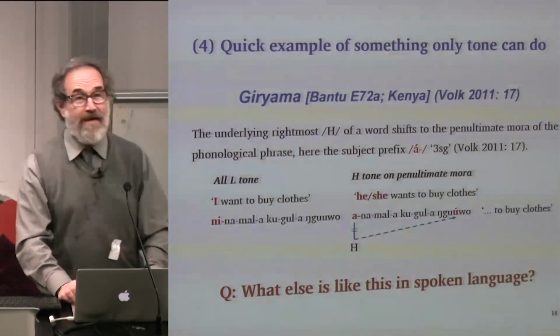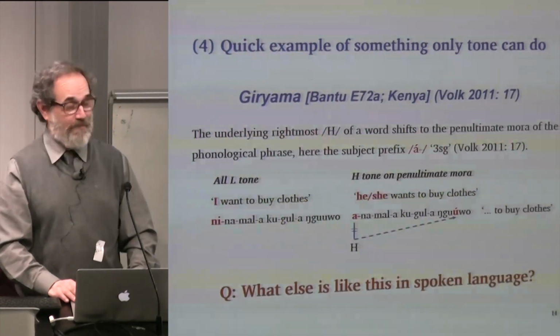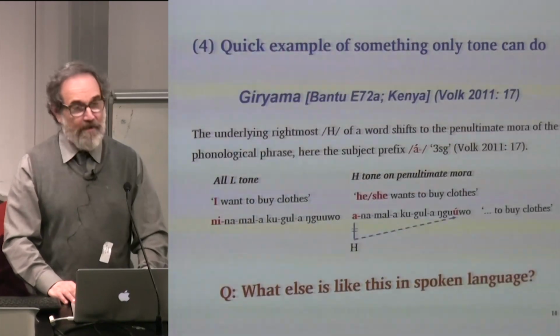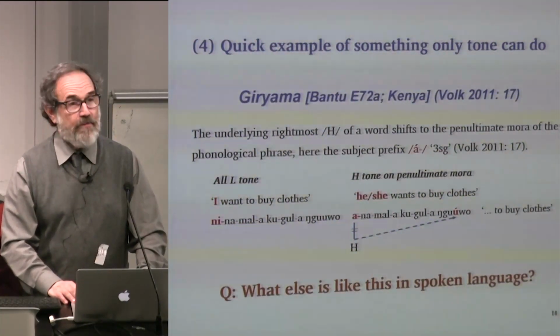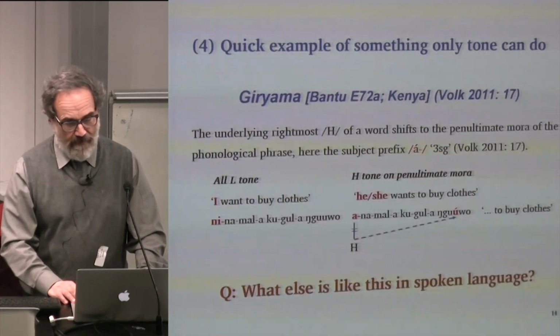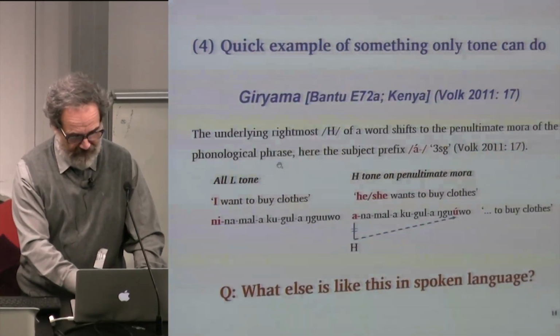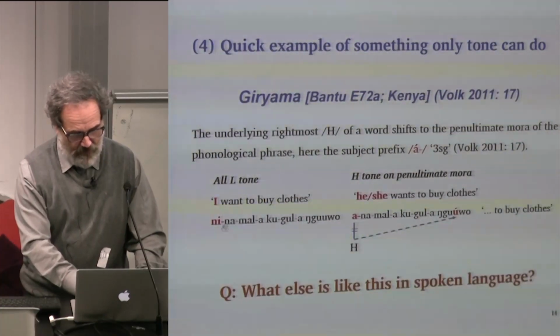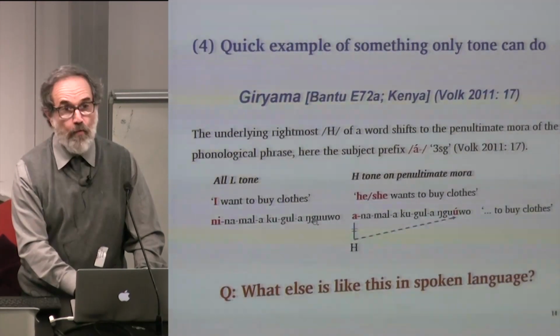As a quick example, since I won't spend that much time on tone, but again, I couldn't help it: in Giriama, a Bantu language of Kenya, the underlying rightmost high tone, capital H, of a word shifts to the penultimate mora of the phonological phrase. So if we look at these examples: I want to buy clothes, ninamala kugura nguo.